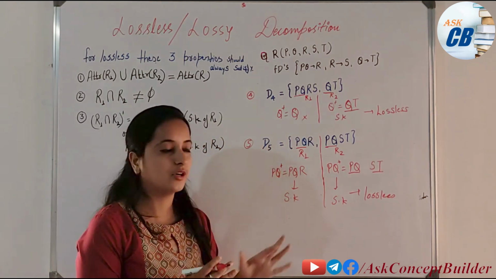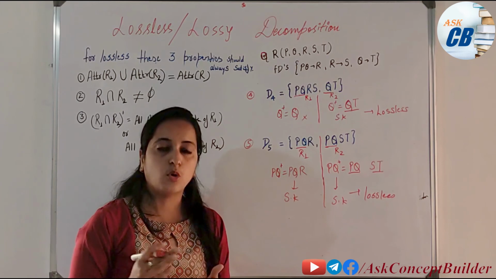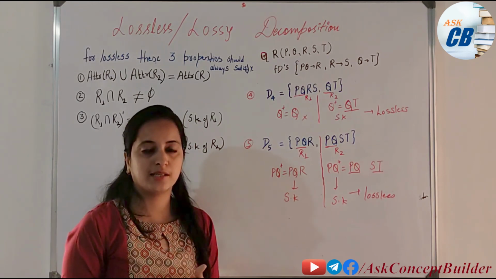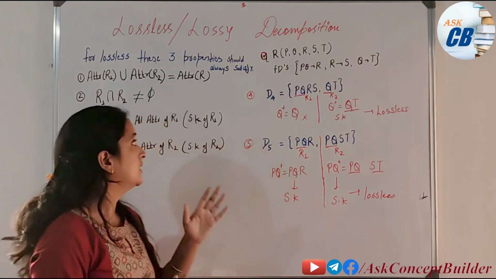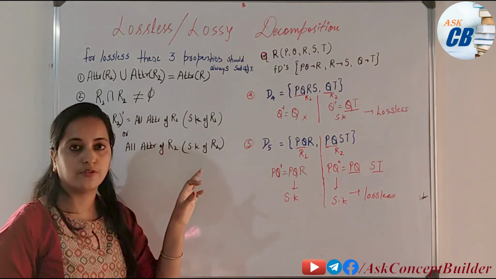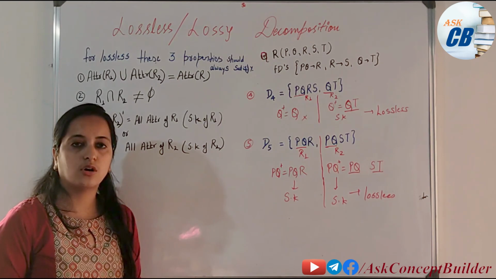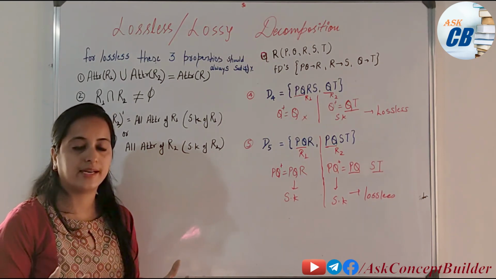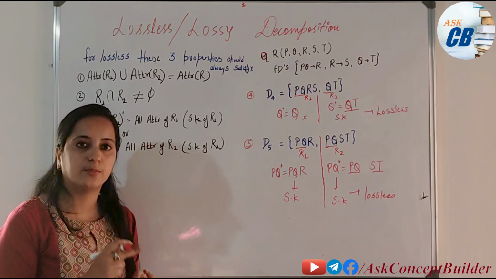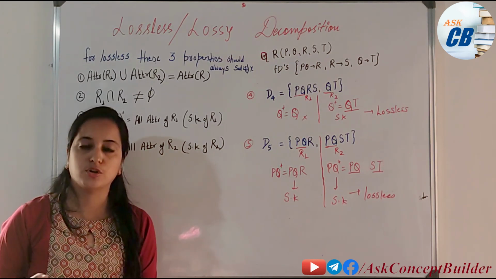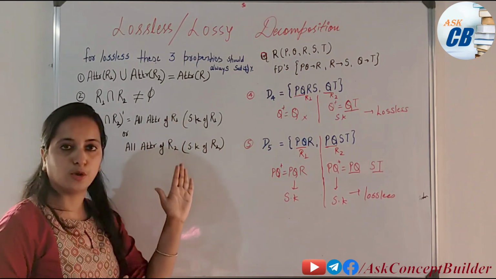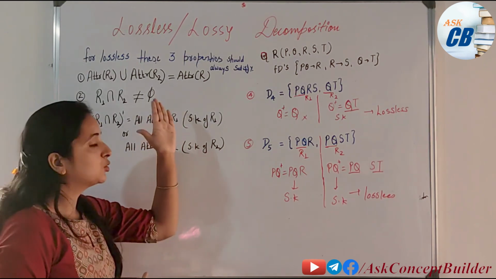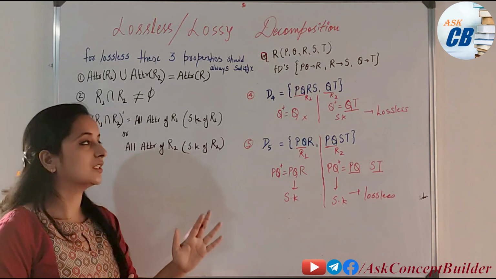Okay, so these five decompositions have covered all the possibilities which can come. First, you need to check whether the union is giving all the attributes or not. If the union is not giving all the attributes directly, at that point only you can say that this is not your lossless decomposition. No need to check the other points, because all three should be satisfied, then only it is your lossless decomposition.